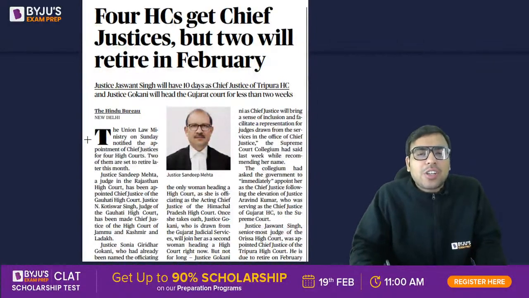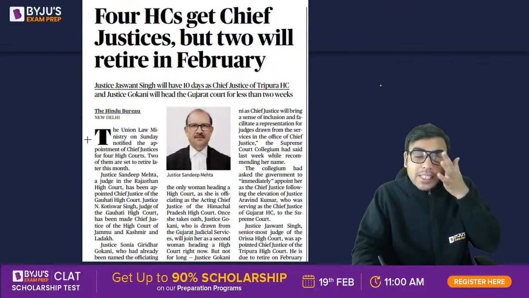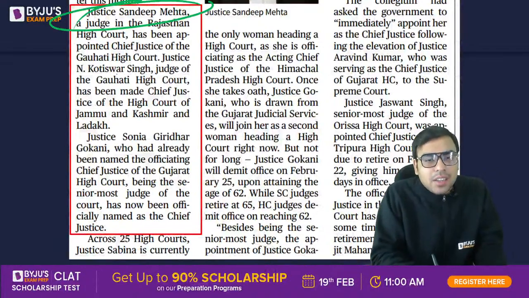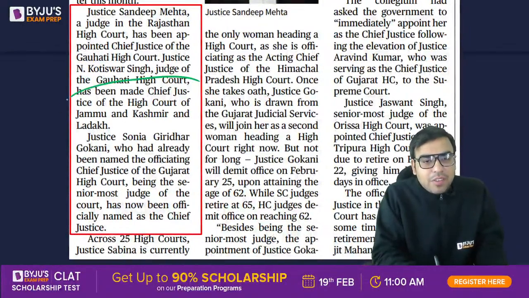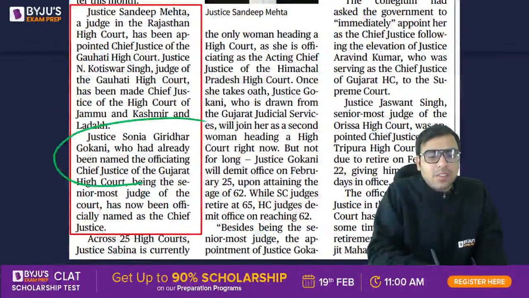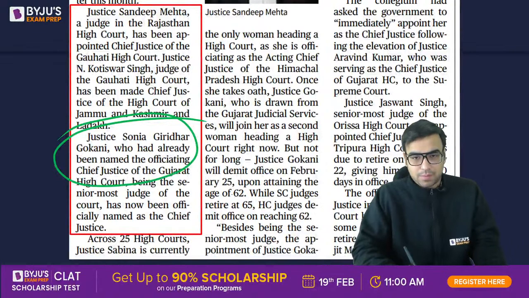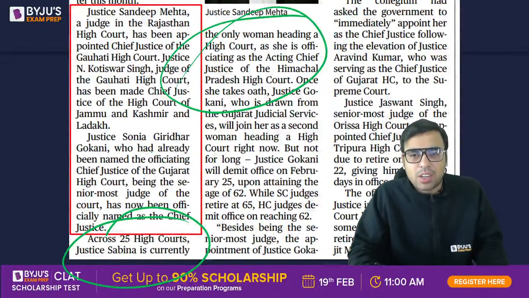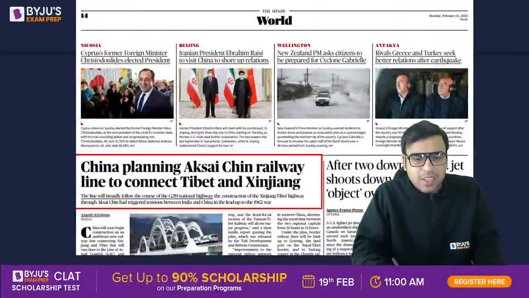Then we will be having 4 new Chief Justices of High Courts and 2 will be retiring in February. Although 4 new Chief Justices will be provided, in the same February month, 2 of them will retire. Justice Sandeep Mehta will be the Chief Justice of Guwahati High Court. Justice N. Koteshwar Singh would be the Chief Justice of Jammu Kashmir and Ladakh High Court. Justice Sonia Girdhar would be the Chief Justice of Gujarat High Court. So these are some of the names. Just have an idea. Justice Sabina is the acting Chief Justice of Himachal High Court and all. Don't remember so many names because it keeps on changing. You are not supposed to remember the names, but I have just shown you here.